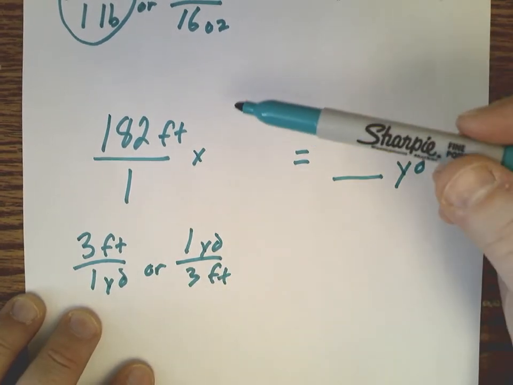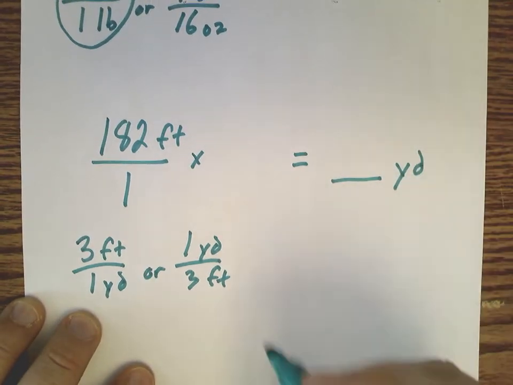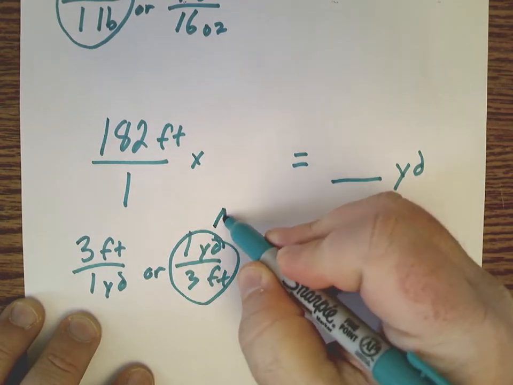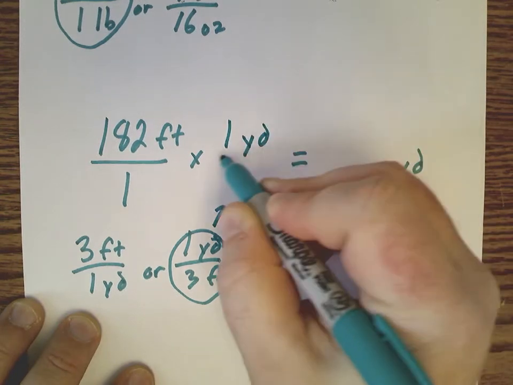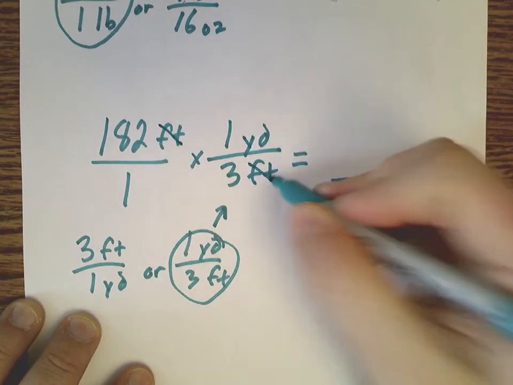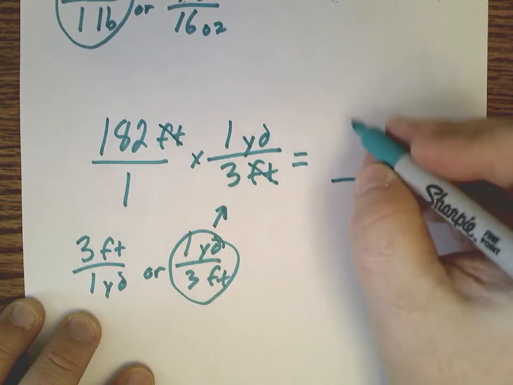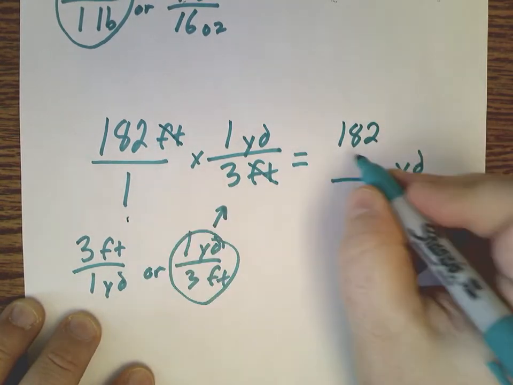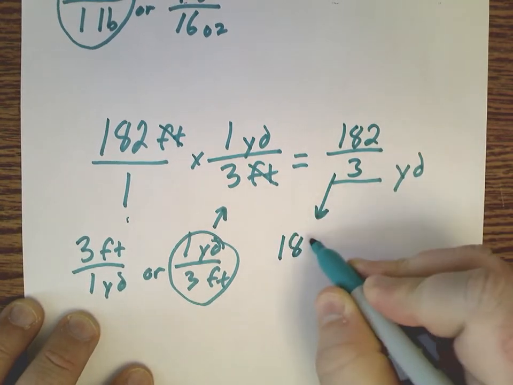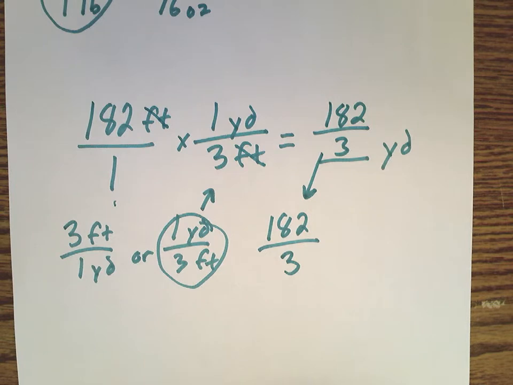Look at our original problem. We have feet. We need to get rid of the feet and end up with yards. So we need to use this ratio here because the feet will cancel out and leave yards in the numerator for our final answer. So we're going to multiply by 1/3, 1 yard for every 3 feet. Feet divided by feet, that cancels out. That leaves us with 182 times 1 and 1 times 3. So now we need to take that 182 over 3 and simplify this.